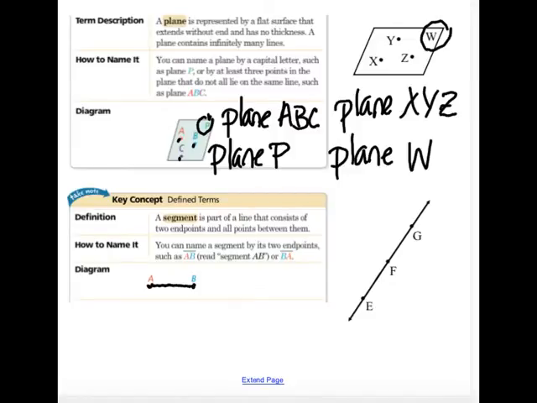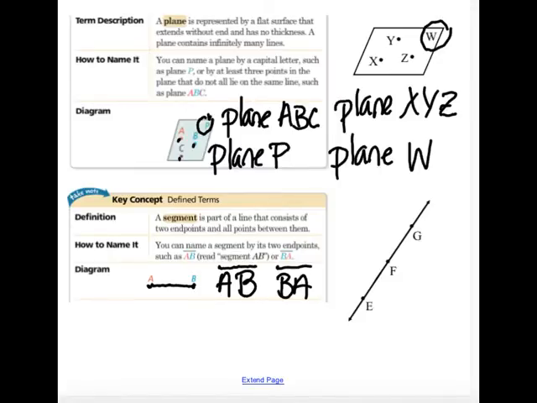So to name line segments, we do the same thing kind of like we do lines. We take our two endpoints, and then our symbol is just a line segment. No arrows this time, just line segment AB. Also, like lines, I can switch them up. I could also call this segment BA. So we always want to name it with our two endpoints.